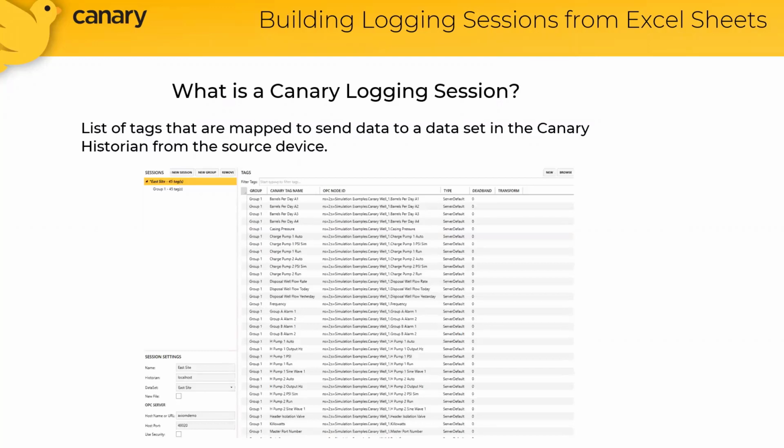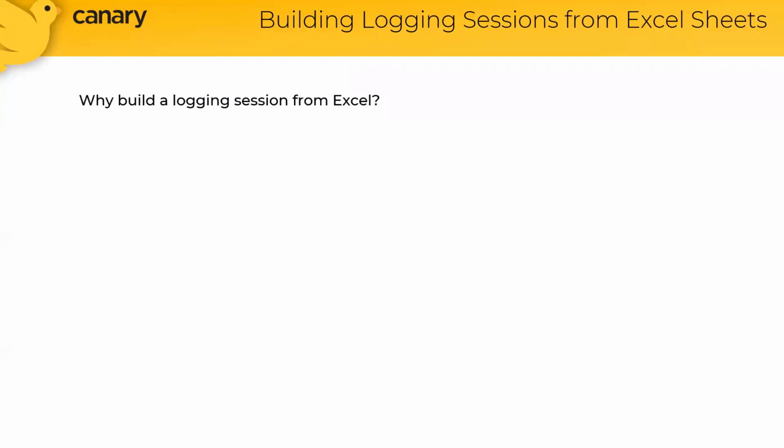But before I build a list like this from Excel, it will be important to know more about why we should build a logging session from an Excel sheet. I would say the biggest reason is that browsing the OPC server to build a tag list can take a lot of time, especially depending on the structure of the tag browse tree on the OPC server. You may end up browsing through many branches of tags in the OPC server to find the tags you need to build your list from.